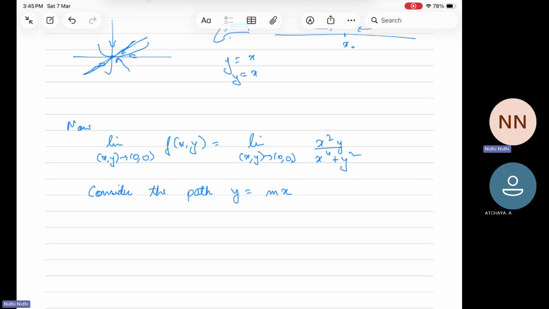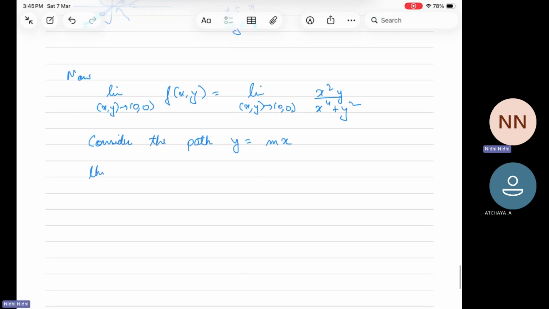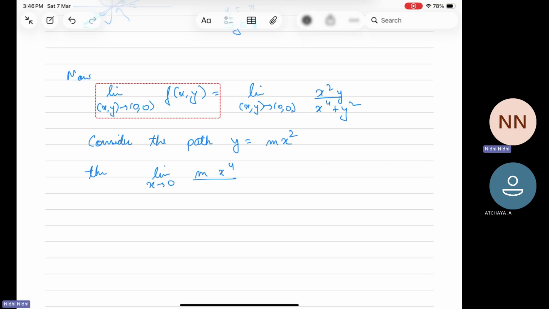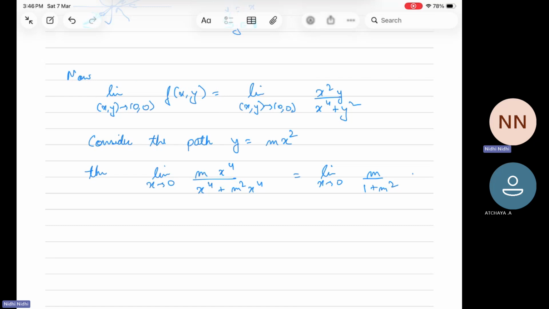I'll take that later. Then along this path, it becomes limit x extending to 0, replacing y by mx, we get, sorry, we need to take mx square in this case. So that will give us m x to the power 4 upon x to the power 4 plus m square x to the power 4. So this will be limit x tending to 0. The x to the power 4 gets cancelled out, just m upon 1 plus m square. And now everything is independent of x. This is just m upon 1 plus m square.